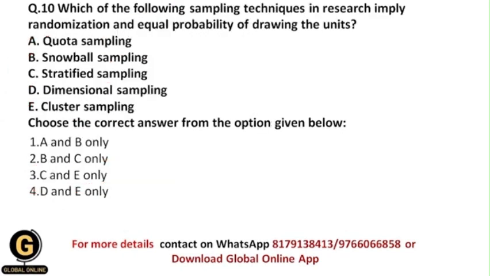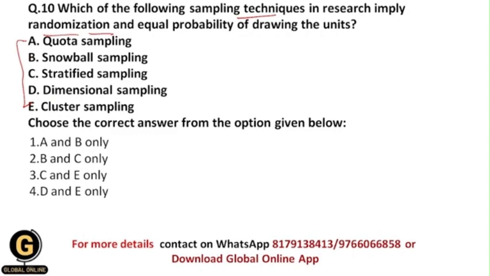Okay. Next is, which of the following sampling techniques in research imply randomization and equal probability of drawing the units? So here they have asked you, from these sampling techniques, which is the sampling technique which has equal probability of getting selected for all the participants. So basically all the participants have the equal probability to get selected in the study. So basically here we use the randomization formula to select the different participants for the study.